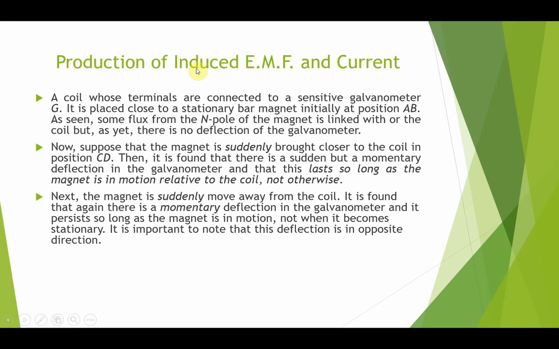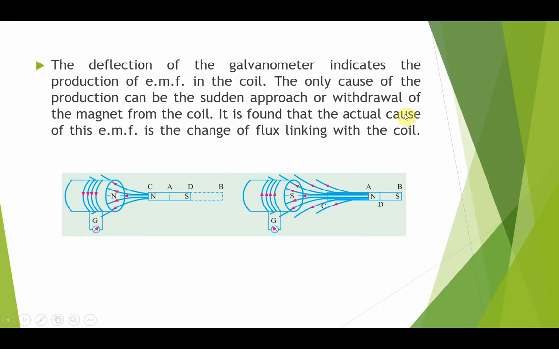Now, production of induced EMF and current. A coil whose terminals are connected to a sensitive galvanometer G is placed close to a stationary bar magnet initially at a position AB. This is the circuit we are explaining in this diagram. We have a coil connected with a sensitive galvanometer G. We have a bar magnet whose position initially is AB.